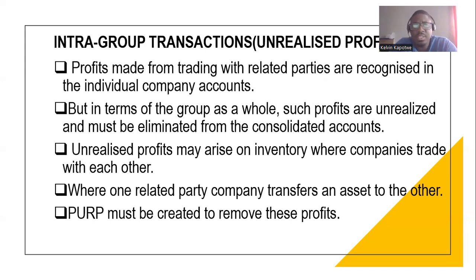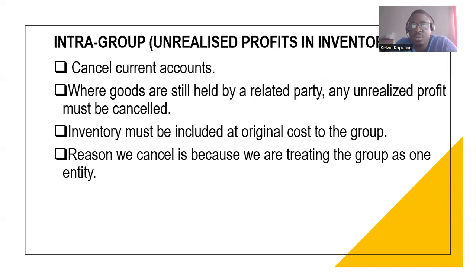We must create what I call a PAP. That is a provision for unrealized profits, which must be created to remove this profit. How do you then do this? First, cancel the current accounts, right? So first cancel those transactions. And then where goods are still held by the related party, any unrealized profit must be cancelled.